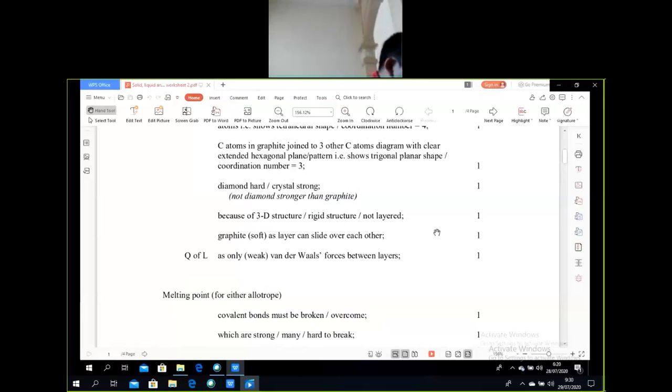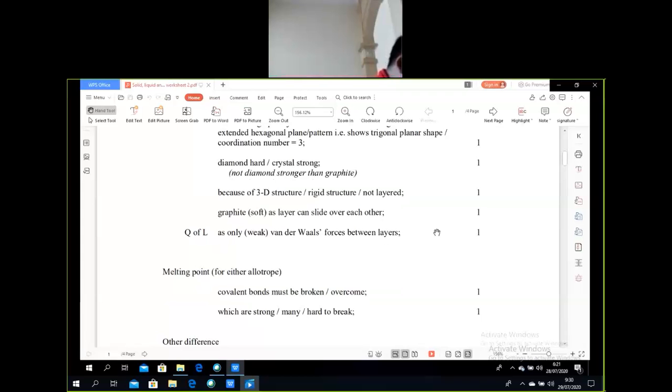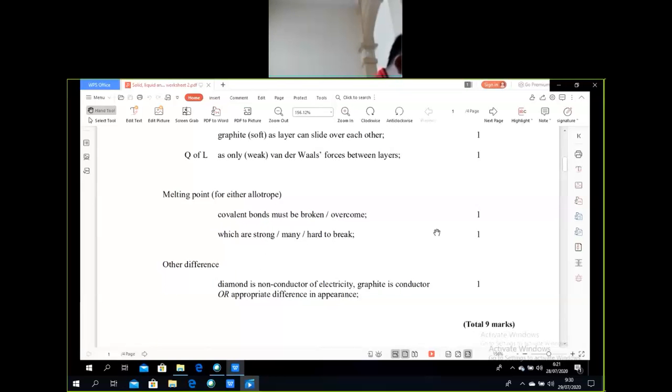similar to diamond. Why? Because both of them have a giant covalent network, and a giant covalent network requires high temperature to overcome the strength of the covalent bonds. And then one more difference that we already learned in grade 9: diamond cannot conduct electricity, but graphite conducts electricity because there is a free electron. In diamond, all the electrons are occupied, so there is no free electron.